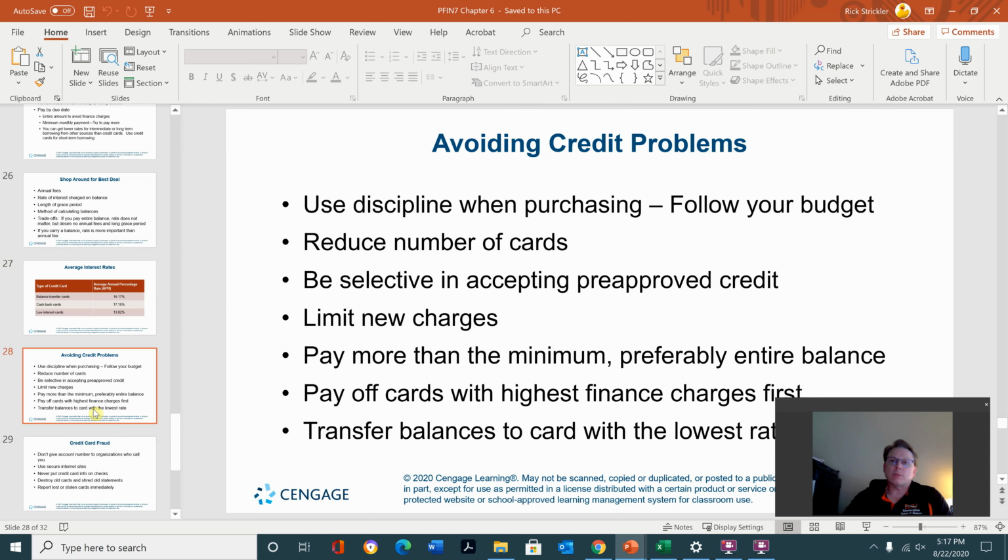Avoiding credit card problems, use discipline when purchasing it. Following your budget, again, that's what I said about using it just for gasoline. You can't put more gas in the car than the gas tank. So if you use it for just gasoline, you'll be fine. Be selective in accepting pre-approved credit cards. Only take the ones that are going to help you. Either they have 0% interest for the first 12 months or 3% cash back or something like that for everything that you purchase.